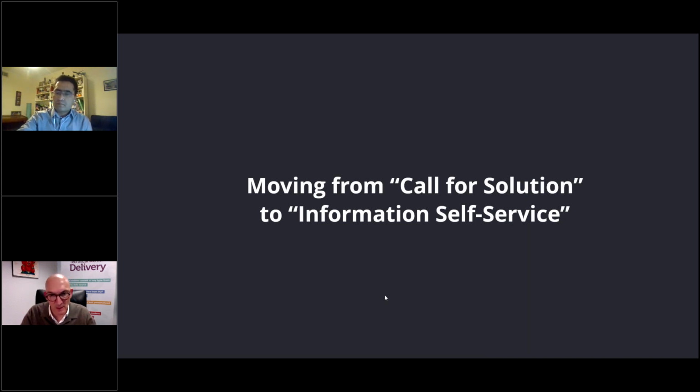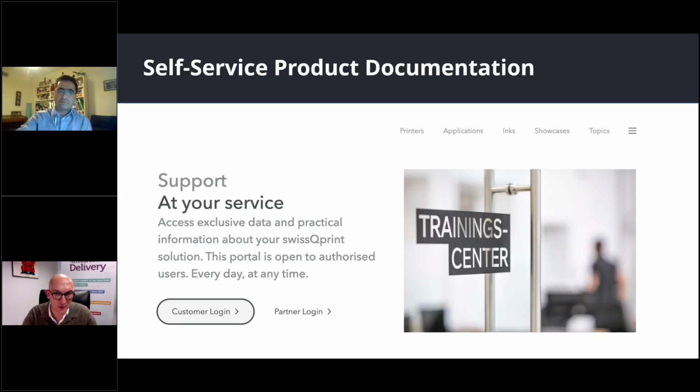If people can, in one click, be in the document at the right position and check that in a matter of seconds, then you don't need to open a ticket, and that's where you solve the problem itself. So the first project they delivered was this. The next slide is this self-service product documentation.